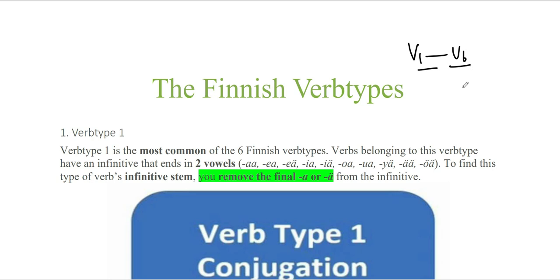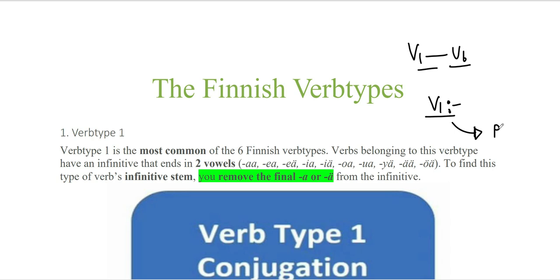So first of all we will say the Verbi Tyyppi yksi, what is Verbi Tyyppi yksi. Verbi Tyyppi yksi are those in which the verb ends with kaksi vokkali. Like you will identify it by kaksi vokkalia.